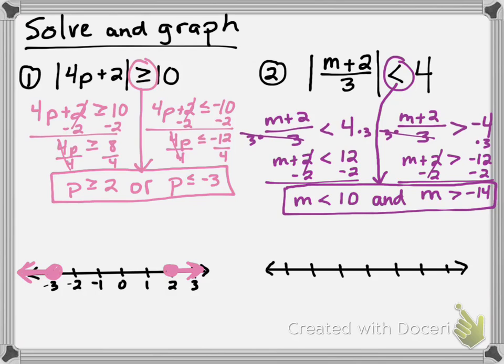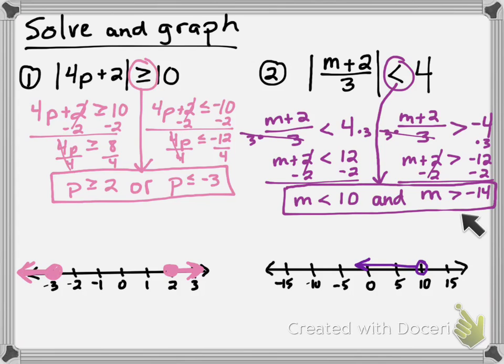Now, the first thing I notice is those numbers aren't going to fit on a scale if I'm counting by ones, so I'm going to count by fives. So I've got negative 15, negative 10, negative 5, 0, 5, 10, 15. I'm going to plot this first inequality. M is less than 10. So I find my 10. I leave it open since it can't be equal to 10. And m is less than 10, so my arrow goes to the left.